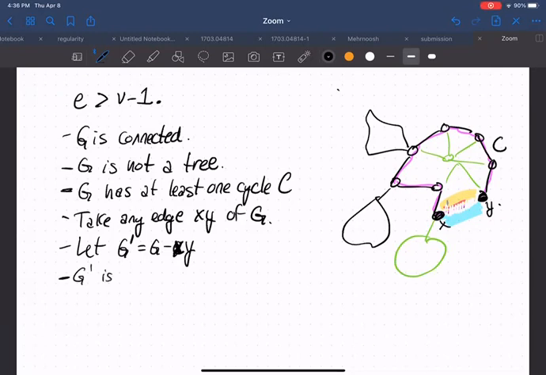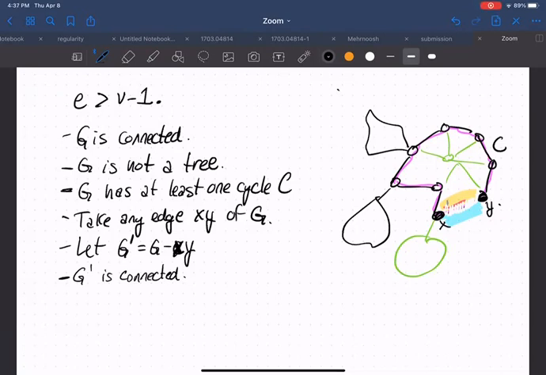So some things to note. G prime is connected. You can check that easily. The only danger would be that X and Y were no longer connected, that they somehow fell apart because you took away the edge between them. But X and Y are part of this cycle C, so there's another path from X to Y, not just the edge that we took away. So it's connected.